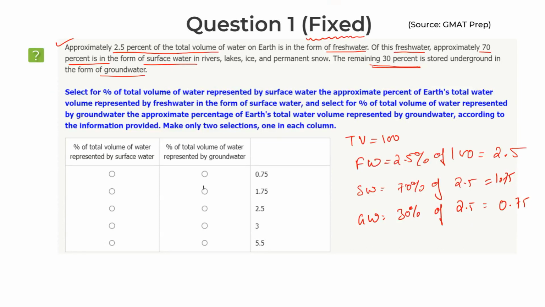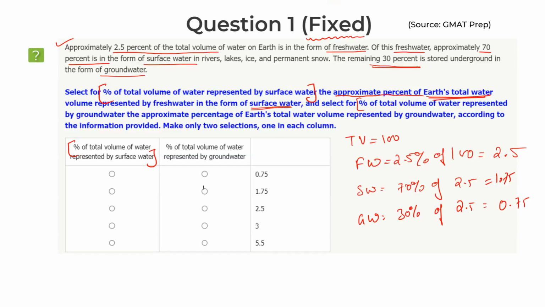The question says: select the percentage of total volume represented by surface water. This is the first column. I need to select the approximate percentage of earth's total water represented by surface water. So out of earth's total water, how much is in the form of surface water?